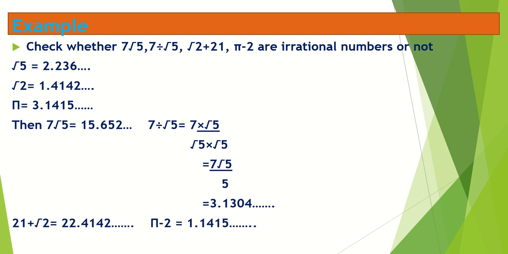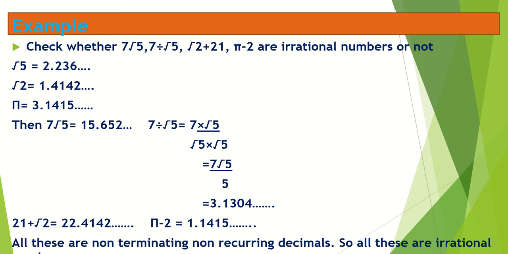One more, 21 plus root 2, or root 2 plus 21. You have to substitute the value in place of root 2, that is 1.4142 and so on. So you will get the answer 22.4142 and so on. Pi minus 2. The pi value is 3.1415. From that value you have to subtract 2. You will get 1.1415. From these examples, what can you conclude about these values? These are all non-terminating, non-recurring decimals. That means these are irrational numbers.